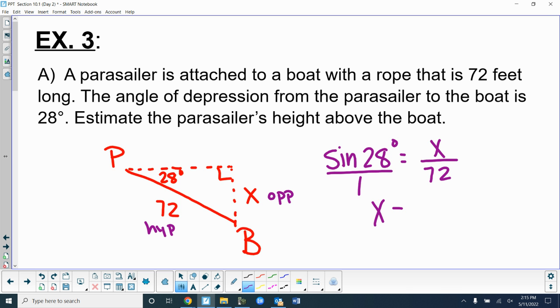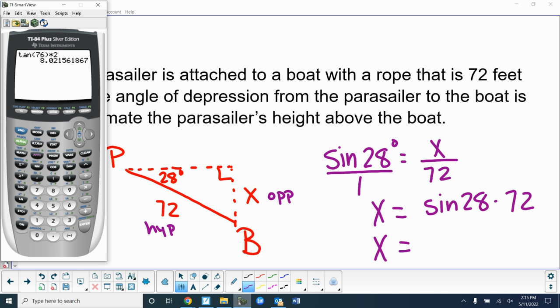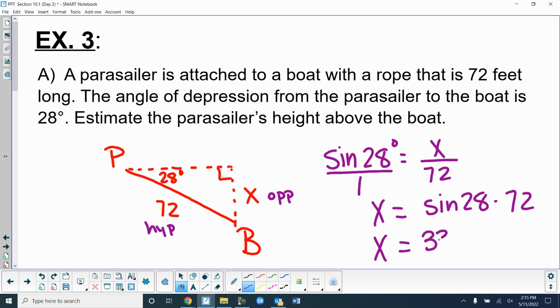1 times x is x, and sine of 28 times 72 will be our answer. Again, make sure your calculator's in degree mode. So with my sine button, 28, close it up, times 72, and that's how high up. So 33.8 feet above the boat.